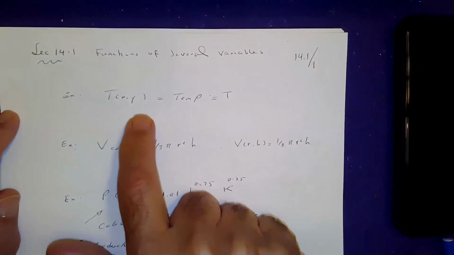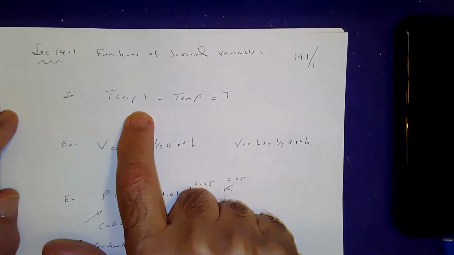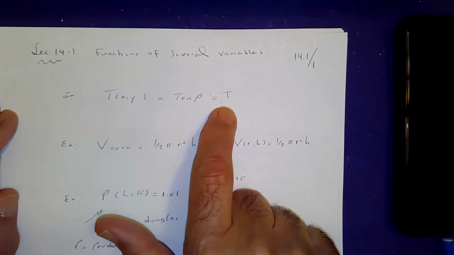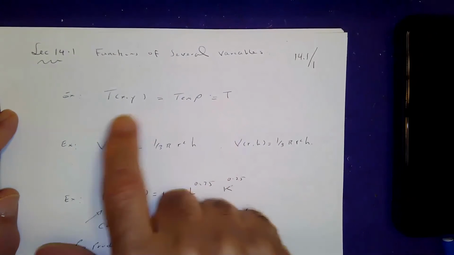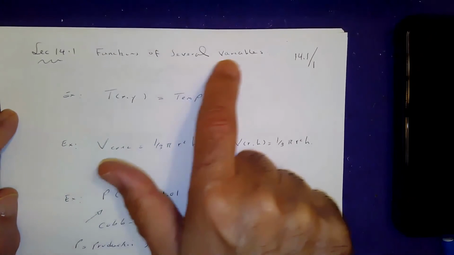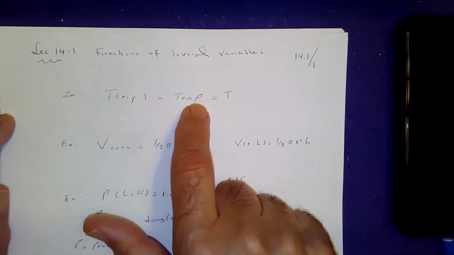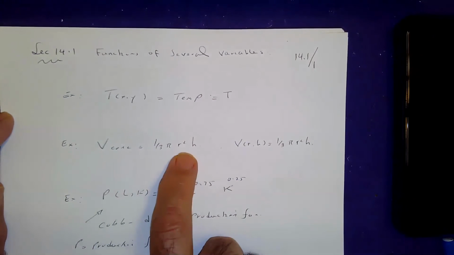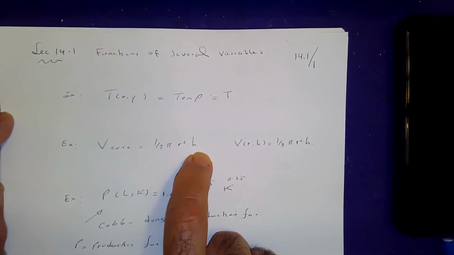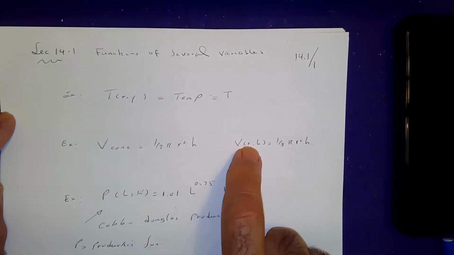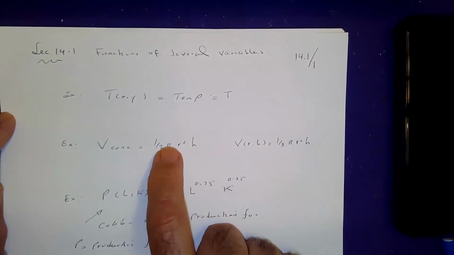In real life, temperature might be a function of several variables. For instance, suppose you have an object in space and you want to find its temperature. The temperature depends on the location of the object in space, or even on the floor. Notice functions of several variables are surrounding us in real life. For instance, the volume of a cone is a function of radius and height. So we say V(r, h), that means volume is a function of radius and height, equals 1/3 pi r squared h.